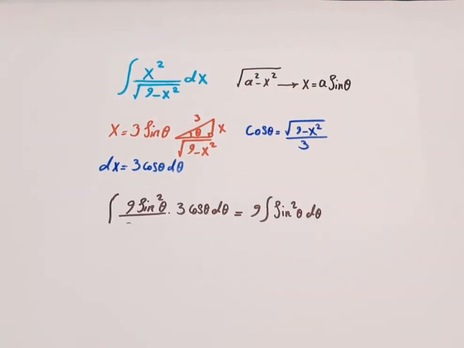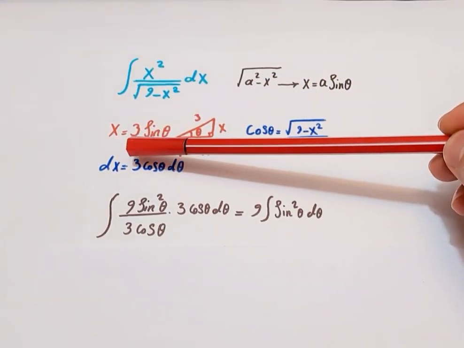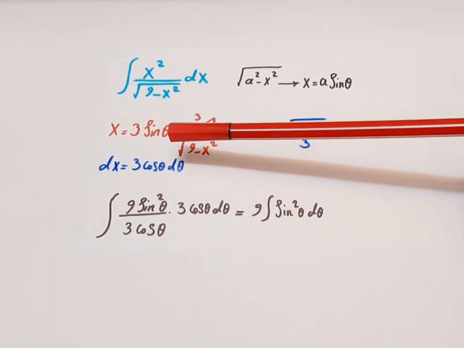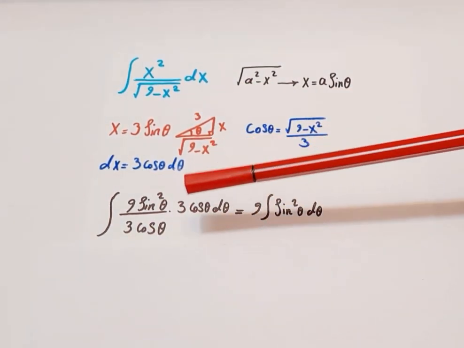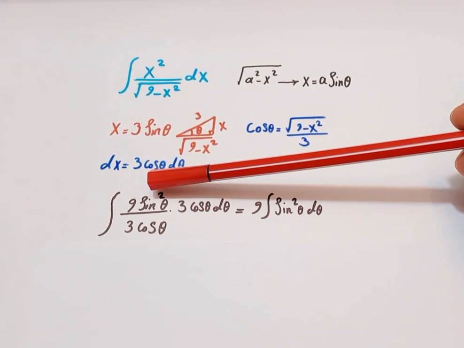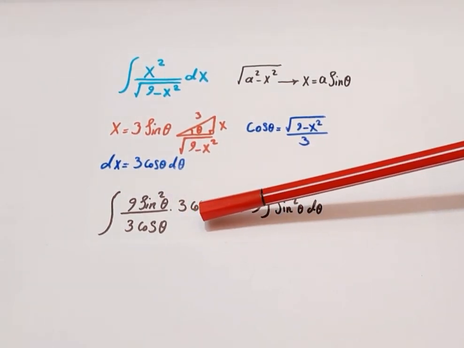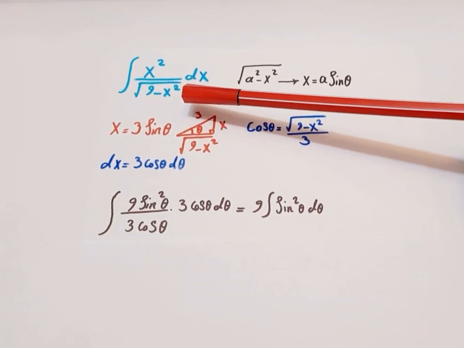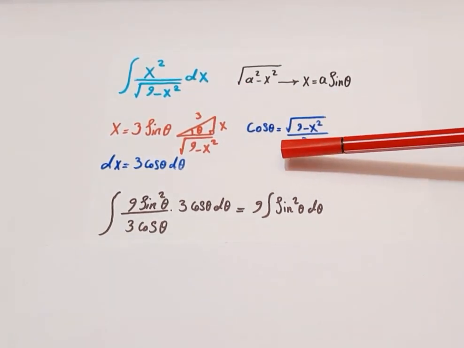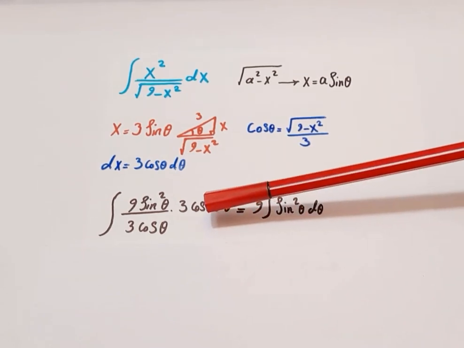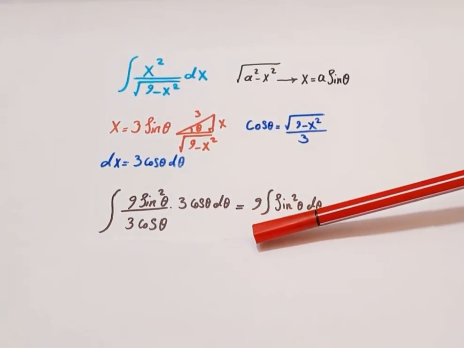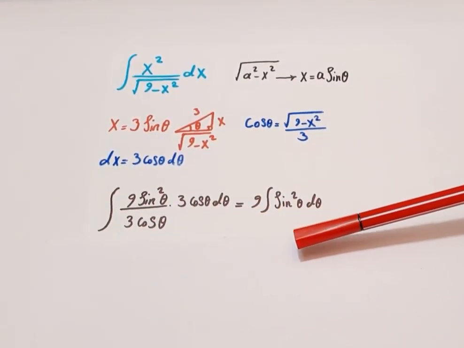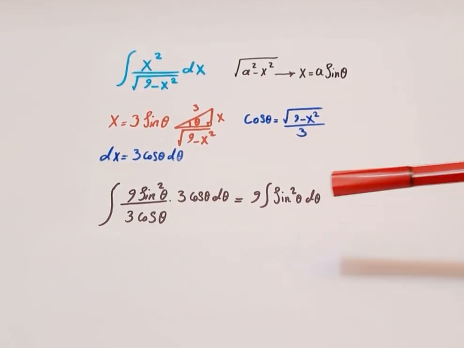So let's continue. For our integral, we have x squared, and x was equal to 3 times sine theta, so x squared is equal to 9 times sine theta squared, times dx, which was equal to 3 times cosine theta times d theta. So I put it here over the square root of 9 minus x squared, and that's equal to 3 times cosine theta. If I cancel cosine theta and cosine theta, 3 and 3, the integral is equal to 9 times the integral of sine theta squared d theta.